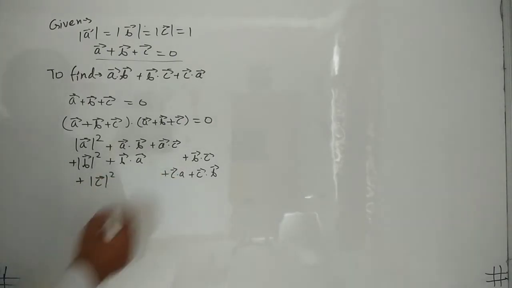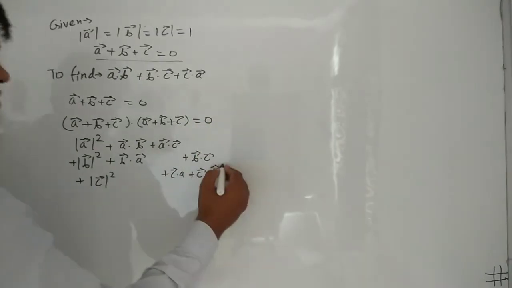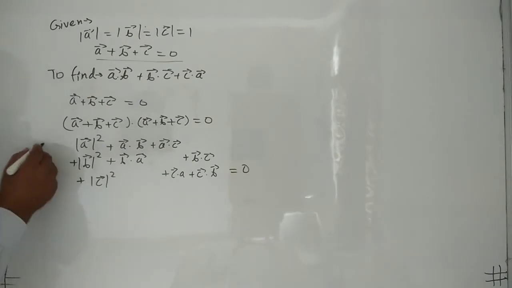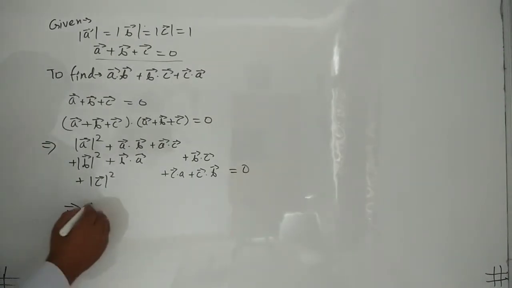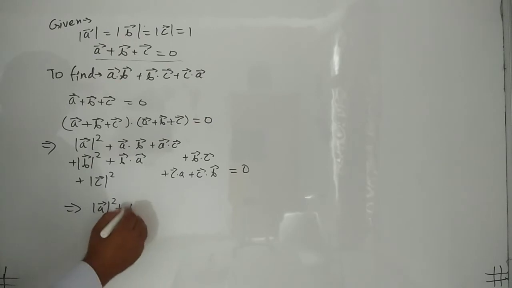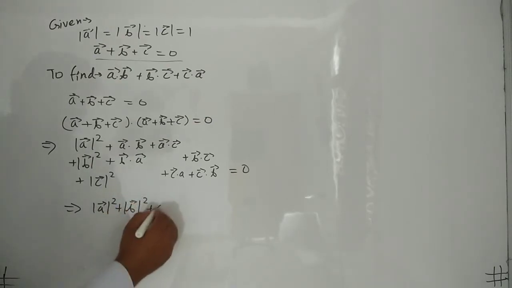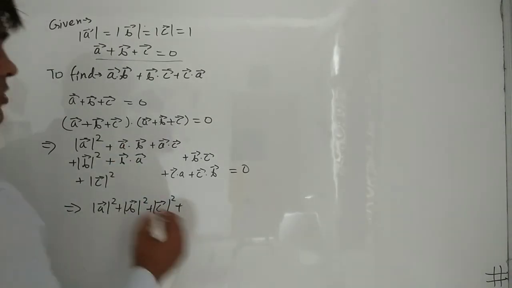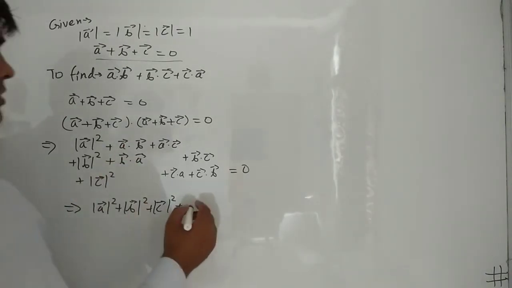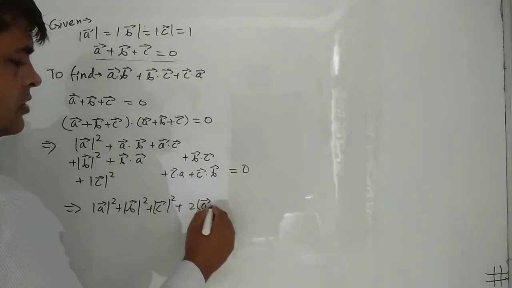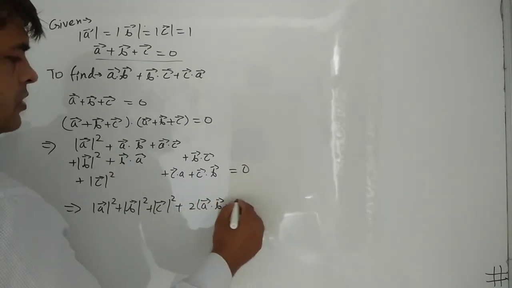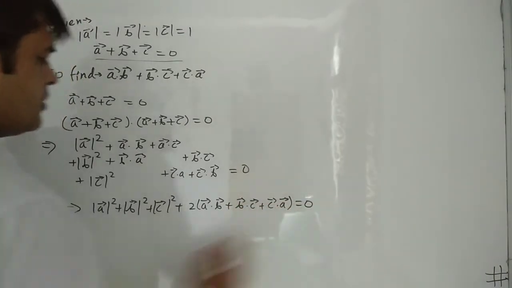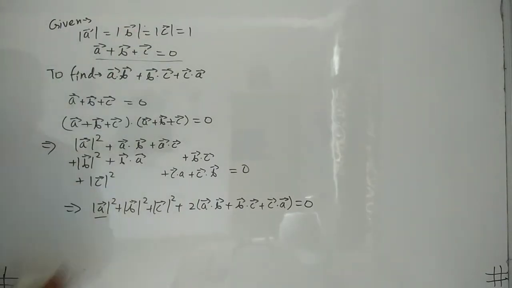So after evaluating these, in RHS you have 0 dot 0, that is equal to 0. On evaluating this, it is mod of A square plus mod of B square plus mod of C square. We know that the dot product of two vectors is commutative. So you have 2 times vector A dot vector B plus B dot C plus C dot A equals to 0. The values mod A, mod B, mod C are given.